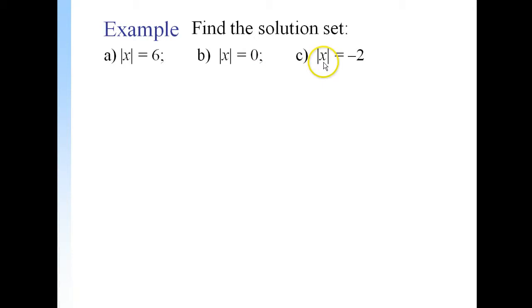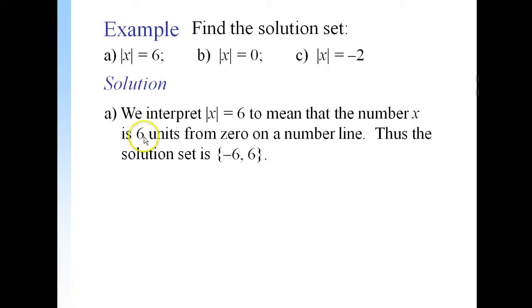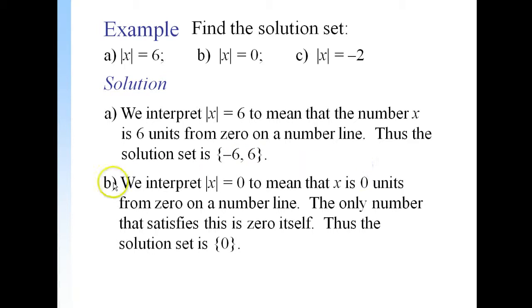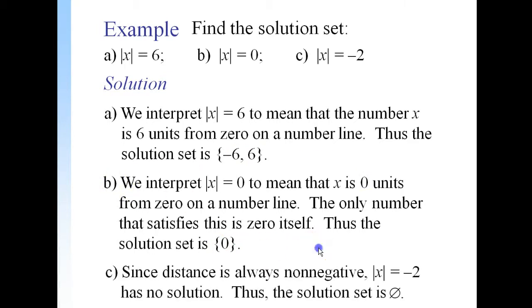Because what are they saying? The absolute value of something is a negative something. Again, that's impossible. You can't have that. So this is no solution. So for A, it could be either negative 6 or positive 6. For B, there's just a 0. And for C, since it has to be positive, you can't have a negative. It's an empty set. There is no solution.